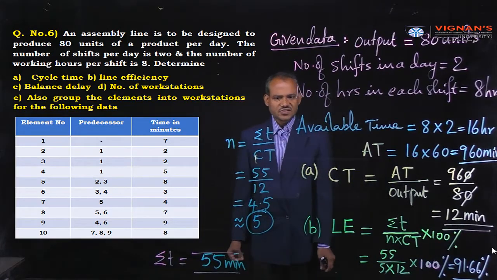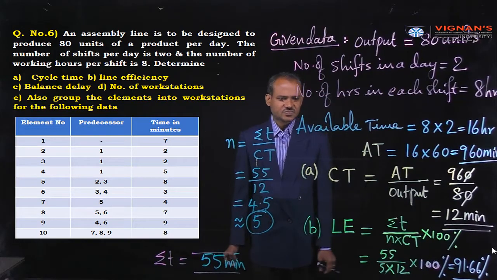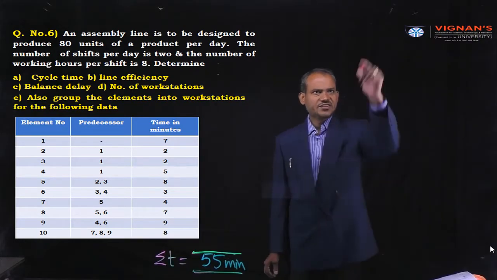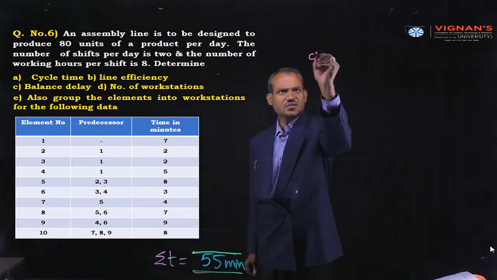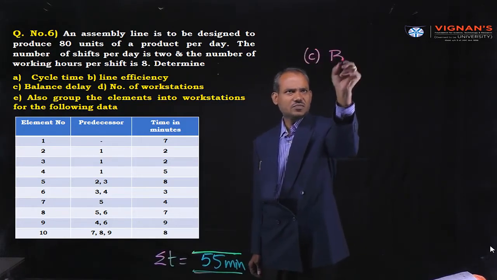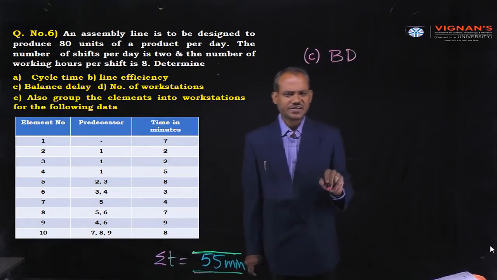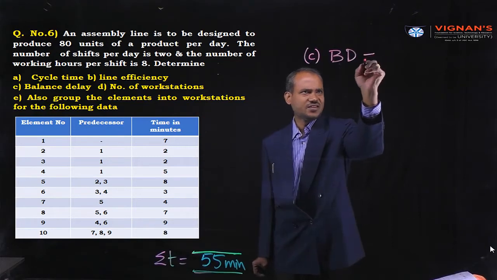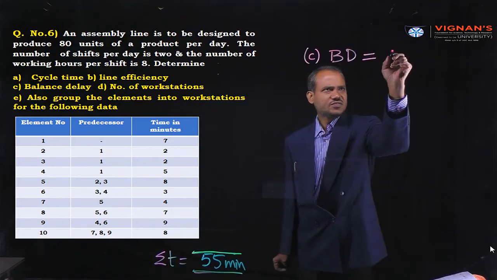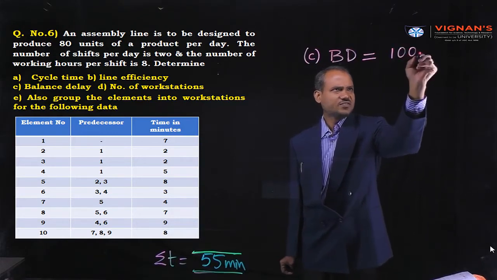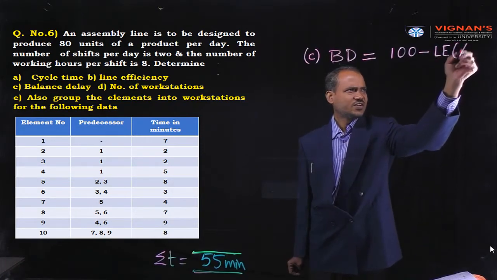LE value is 91.66. Okay. Next bit, that is C bit, balance delay, indicated by the BD. BD is nothing but the balance delay. We know the formula, that is 100 minus LE, represented in percentage.